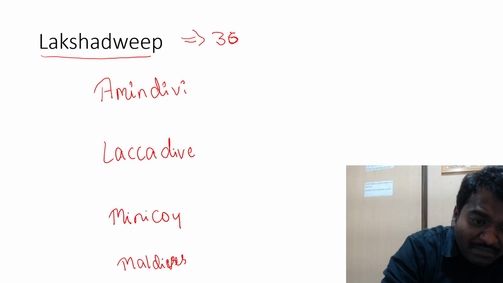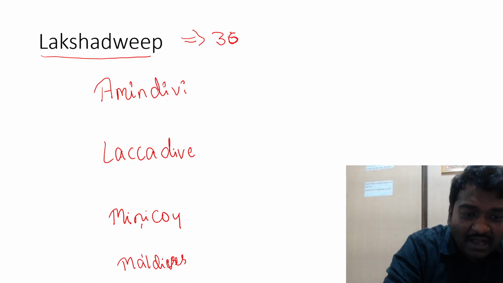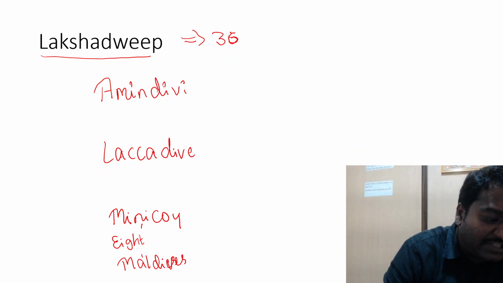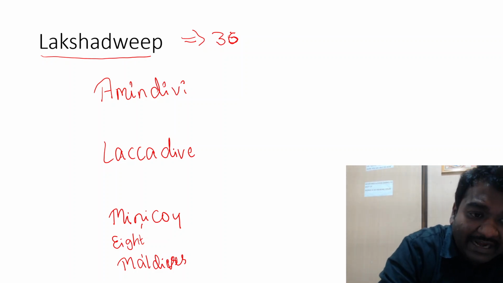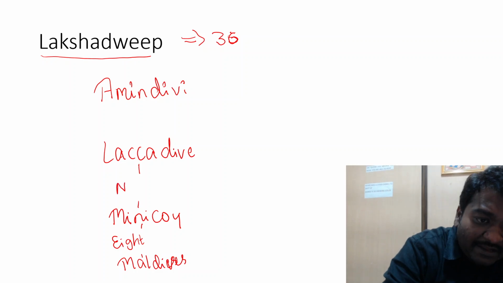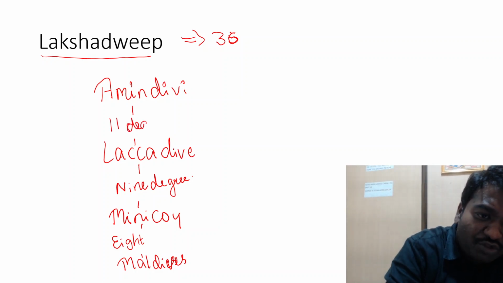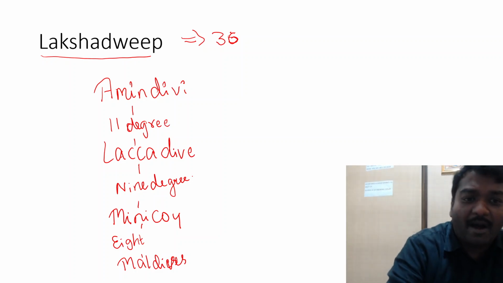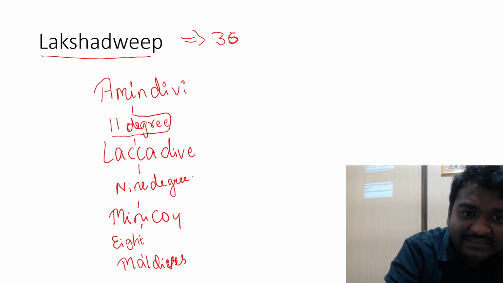Now, guys, Minicoy and Maldives are separated by 8-degree channel, guys. 8-degree channel. Okay. Laccadive and Minicoy is separated by 9-degree channel. Amindivi and Laccadive is separated by 11-degree channel. This is new information present in Wikipedia, guys. In case if they give you, you must be aware. Amindivi, Laccadive, 11-degree channel. Nowhere else I found this. Minicoy, Laccadive, 9-degree channel. Maldives, Minicoy, 8-degree channel.